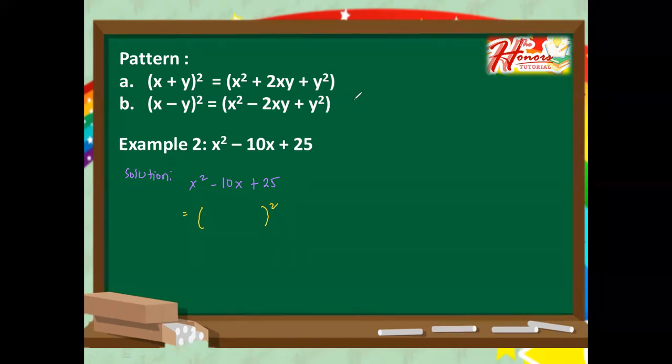So choose now which pattern are you going to use, pattern A or B? That is pattern B because in our example, the operations that we have are subtraction and addition. For pattern B, we have here subtraction and addition. So it's the same thing, right? So we have to use this pattern. Now, let's get the square root of x squared. Square root of x squared is x, so write it here.